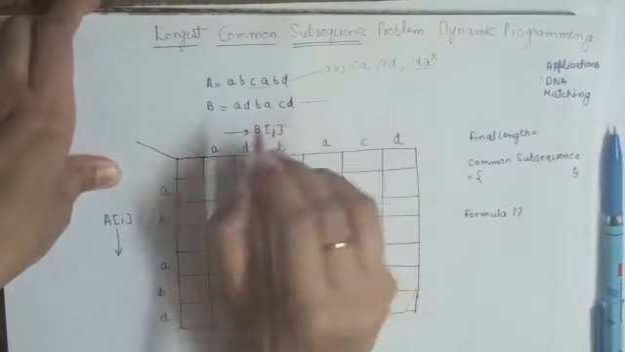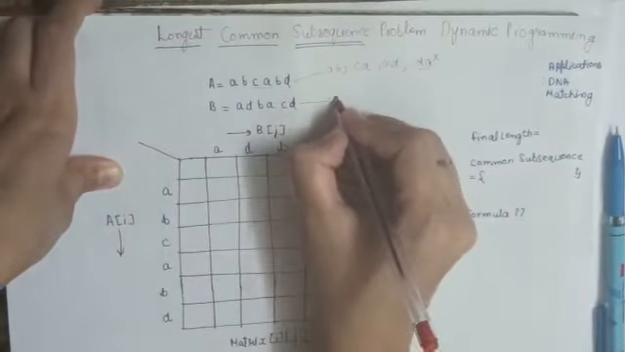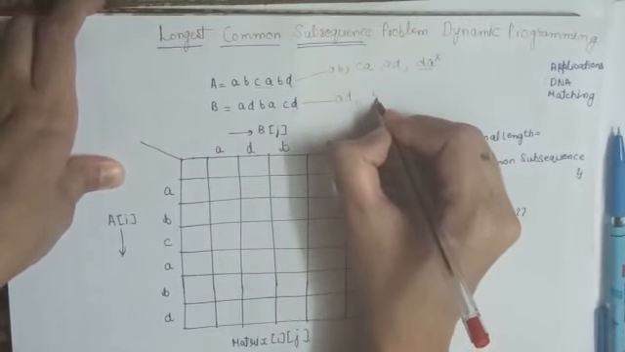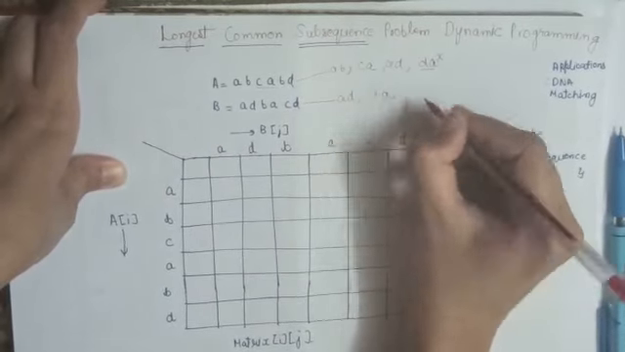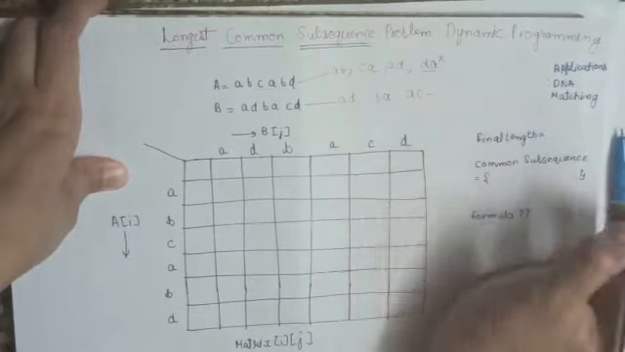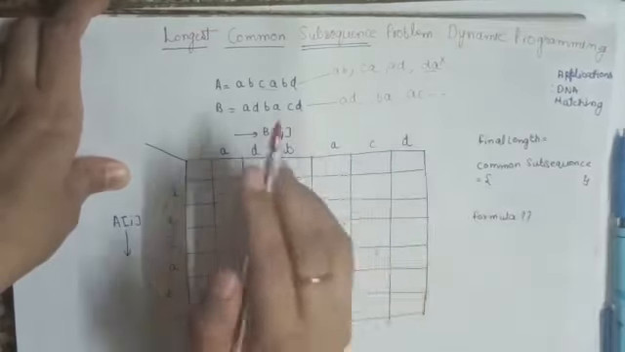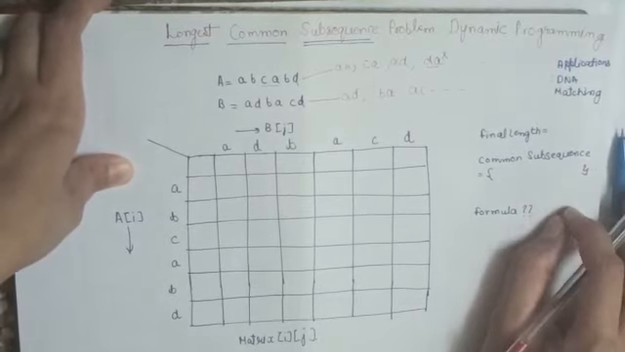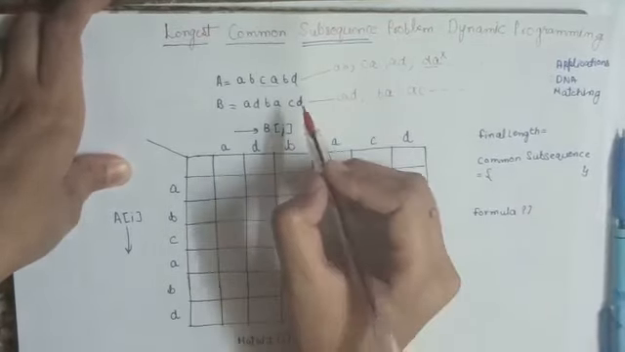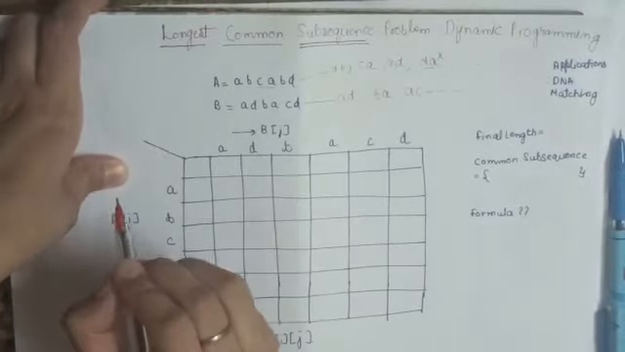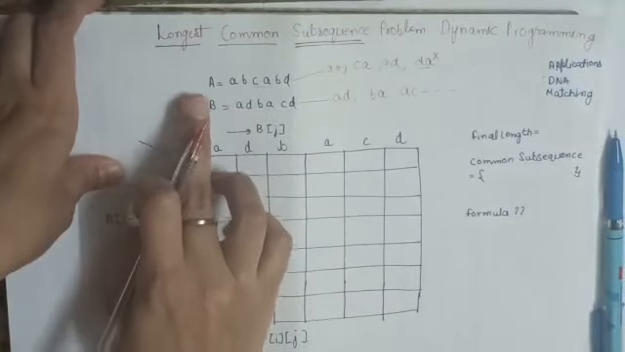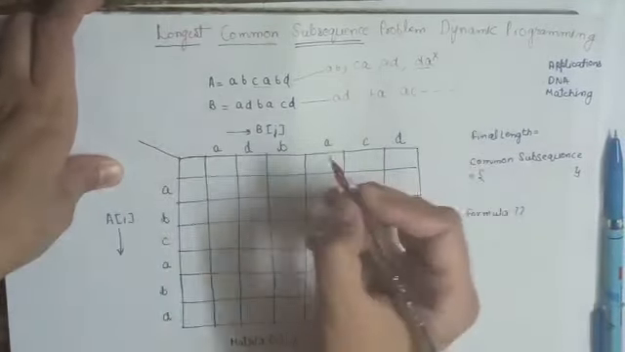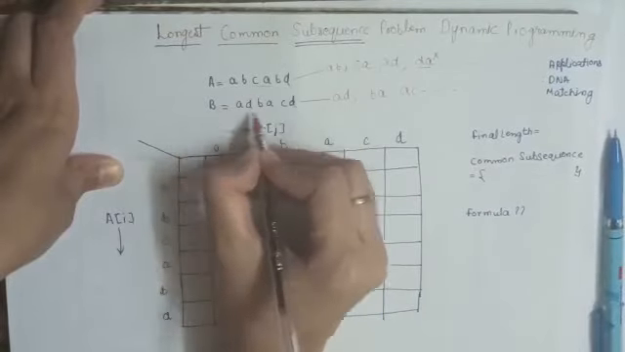Same way we can find all subsequences of string B. AD can be a subsequence, BA can be a subsequence, AC can be a subsequence, and so on. So in this longest common subsequence problem, we have to find the length of the longest common subsequence of these two strings. Okay, length as well, and what is the subsequence of these two strings.